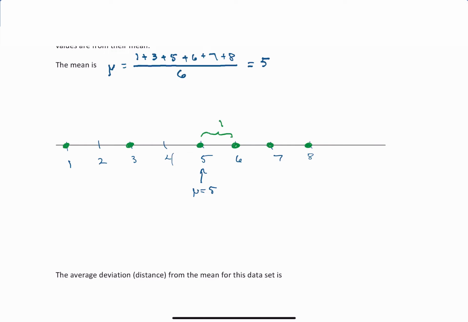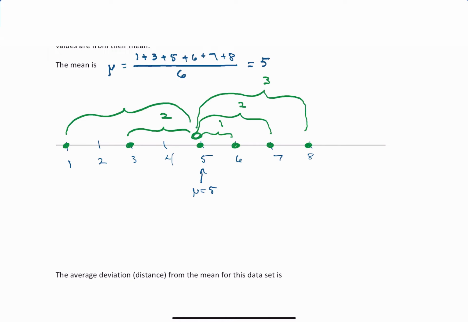6 is 1 unit away. 7 is 2 units away. 8 is 1, 2, 3 units away. 5 itself is 0 units away. It's right at itself. On the other side, 3 is 2 units away, and the 1 is 4 units away from the mean. 1, 2, 3, 4 units.